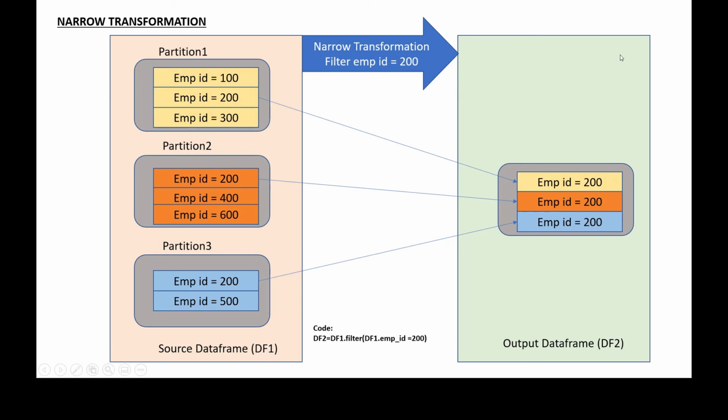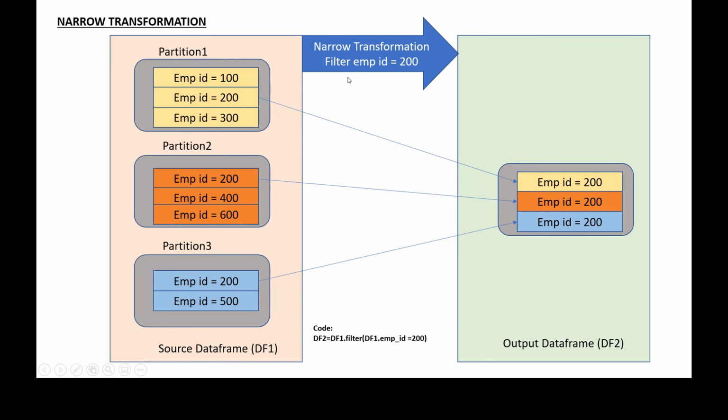You can see, let's say this is the cluster, and within this cluster we have three executors: executor 1, executor 2, executor 3, and within each executor we have one partition. Say partition 1 belongs to executor 1, partition 2 belongs to executor 2, and partition 3 belongs to executor 3. Now I want to apply a filter operation, so I want to filter out all the records where employee ID equals 2.